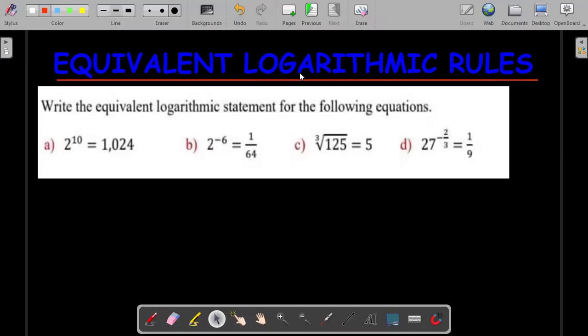In this tutorial, we are going to discuss the equivalent logarithmic laws. So for instance, if you have been given an expression a to the power b is equal to c, if we are to write a logarithmic expression, this is going to be written like this.